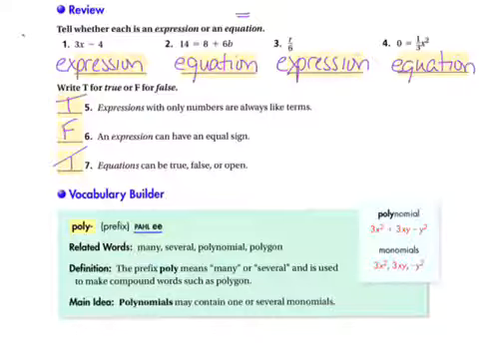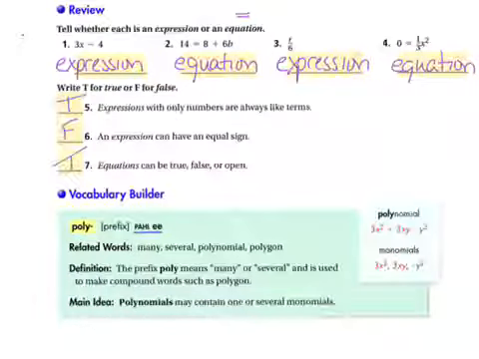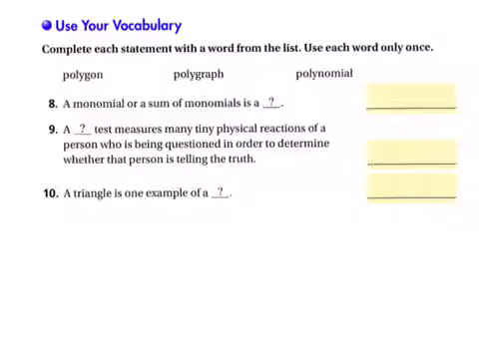Poly means many or several. It is used to make compound words such as polygon or polynomial. Pause this video and fill out the 3 blanks, and then restart the video and see how you did. A monomial or a sum of monomials is called a polynomial.